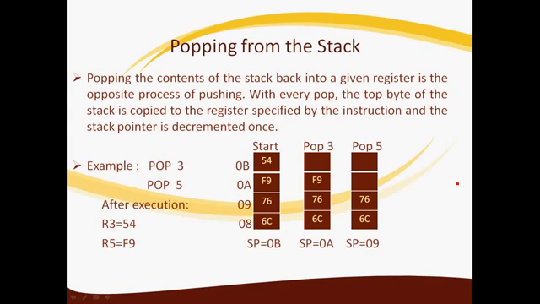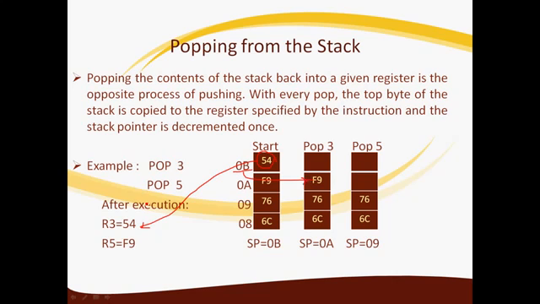Now how we retrieve the data from the stack, that is the pop operation. I've used POP 3, that means whatever data is stored in the location pointed by the stack pointer has to be moved to register R3. So 54 here is moved to R3, and in the next step the stack pointer is decremented by 1. The stack pointer here was pointing at 0B, it is now decremented by 1, so it now points to 0A.